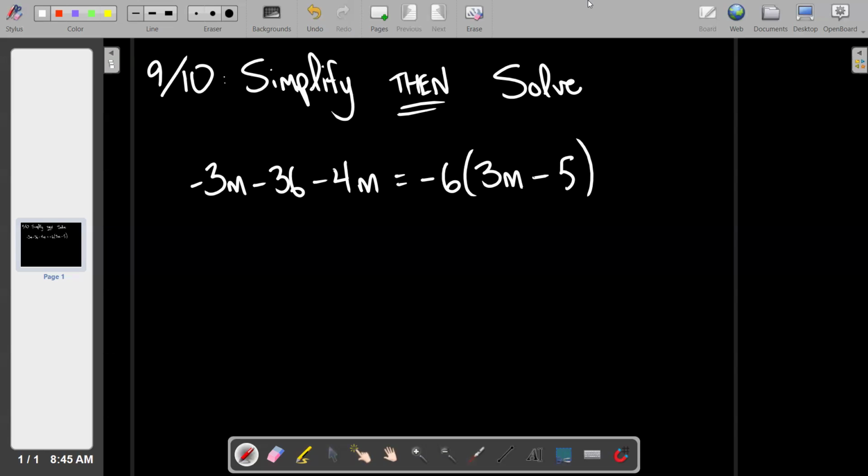So the name of the notes, I decided to call them "simplify then solve," and that's really going to be an issue. So today, I hope this goes well. I hope I can penetrate this message into your brain and get it stuck there. The mistakes people make on problems like this is they say weird things like, let's add 36 to both sides, or weird stuff like that.